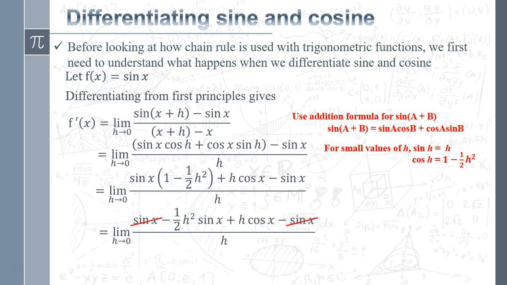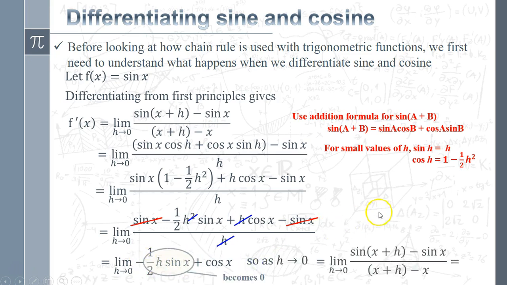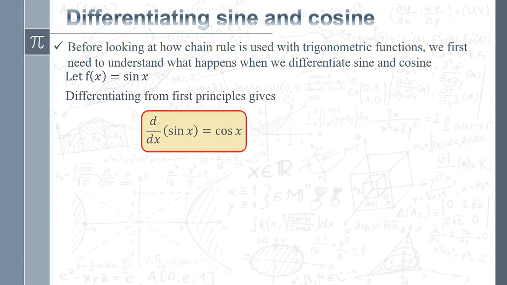So that's sine x there, and that's sine x there, and the other thing we can do is cancel the h's. If we divide minus half h squared sine x plus h cos x all by h, the h cancels, and the h squared cancels against the h, leaving minus half h sine x plus cos x. As h tends to 0, minus half h becomes 0, so that term becomes 0, and that leaves us with our limit, which is cos x. That's a really nice simple result: if you differentiate sine, you get cos.